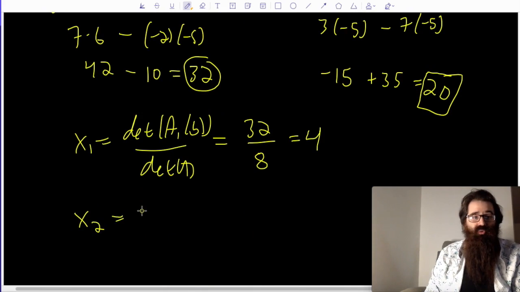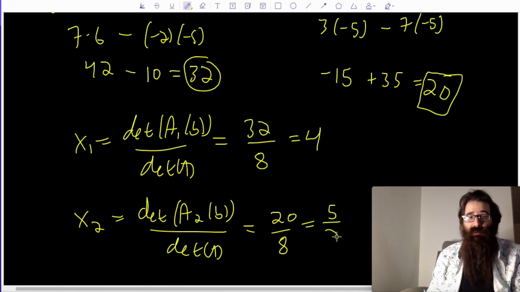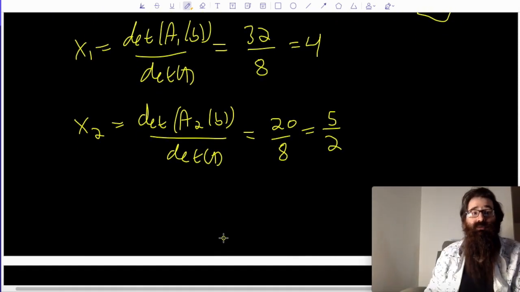And x sub 2 is the determinant of A sub 2 at b divided by the determinant of A, which is going to give me 20 divided by 8. And I can reduce this by 4 on top and bottom. 4 goes into 20 5 times. 4 goes into 8 twice. So 5 halves. And this is the solution to our system.